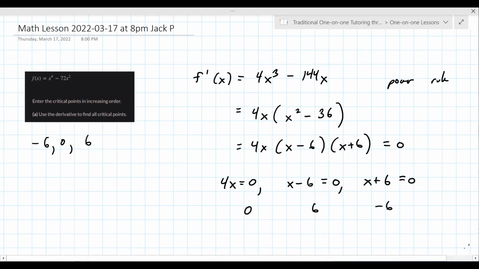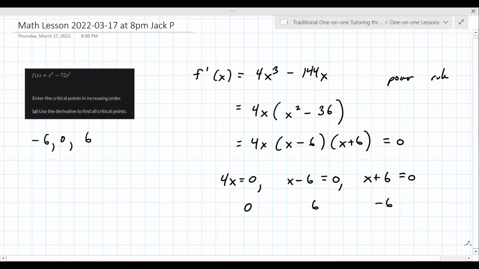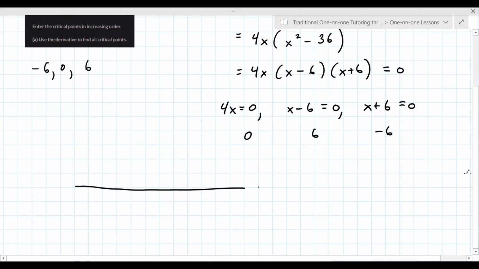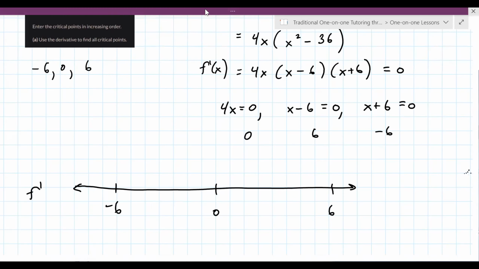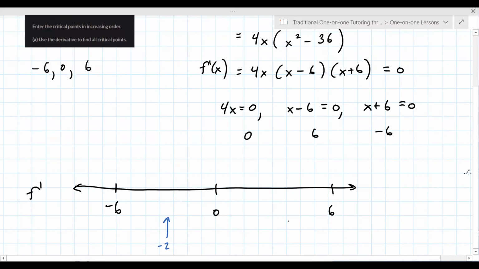Okay, and then the next thing you have to do is build a sign chart, and I just use a number line. So this number line represents the derivative, and you have critical points negative 6, 0, and 6. Then you have to create what are called test points. You're testing a point in each region, and you're testing it back in the derivative. This helps you figure out whether it's a min or a max. So for example, let's say we wanted to test negative 2, 2, 8, and negative 7. It really doesn't matter as long as it's in between there.